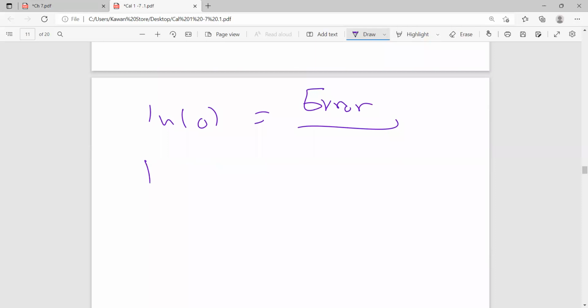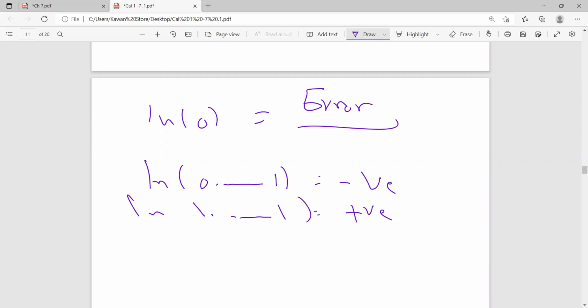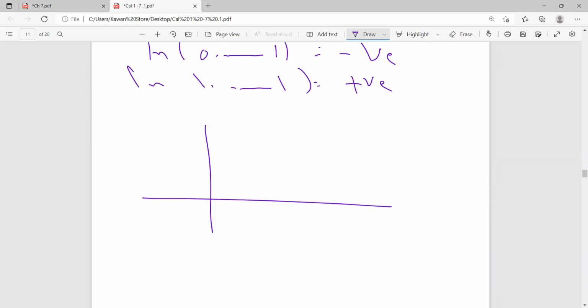So how about ln of 0.001? I know I will get a negative value. How about ln of 1.001? I am sure that without a calculator, I will get a positive value. How do you know? Because here I am at the balance point. Look at here, I'm at the balance point. If I am at 1, I have 0. Am I right? The level of the function is 0.